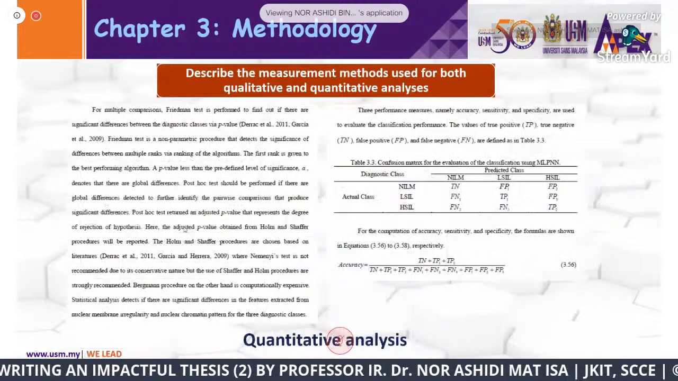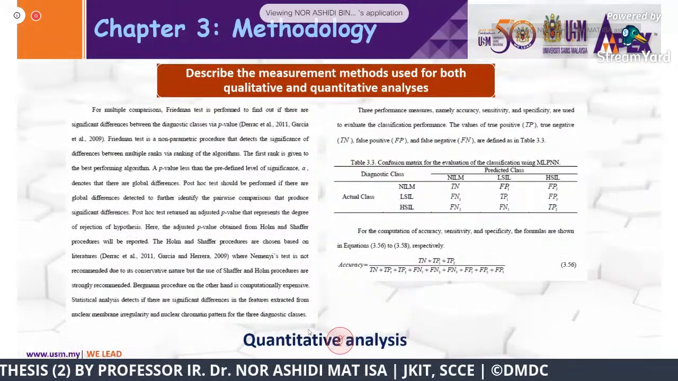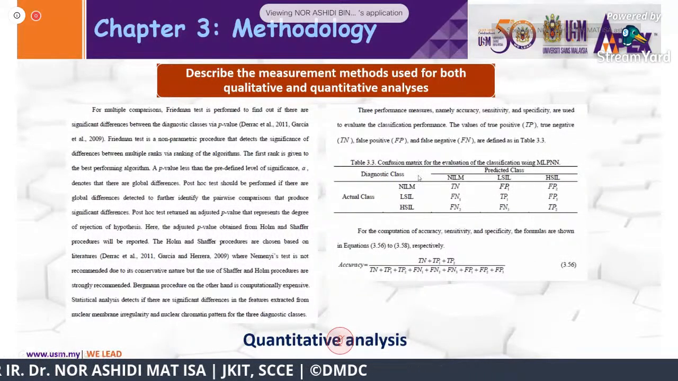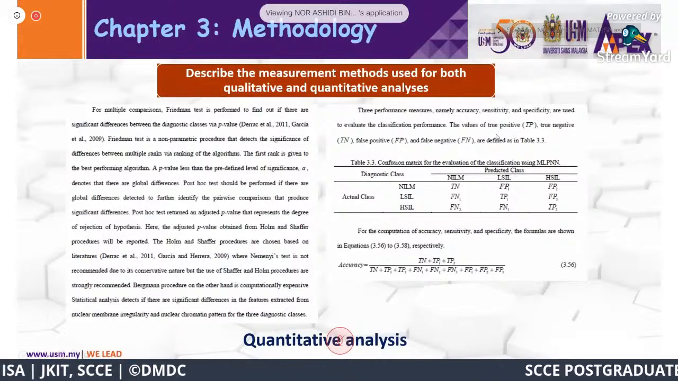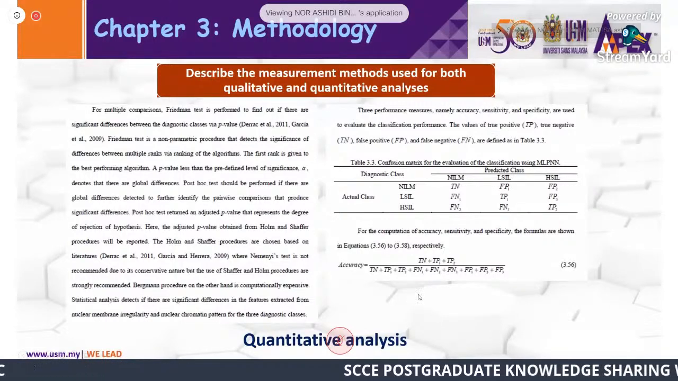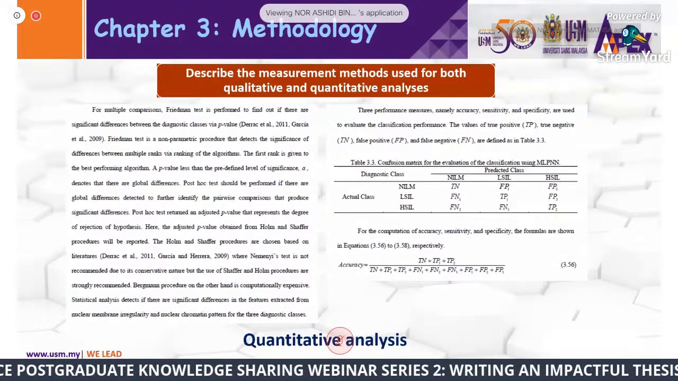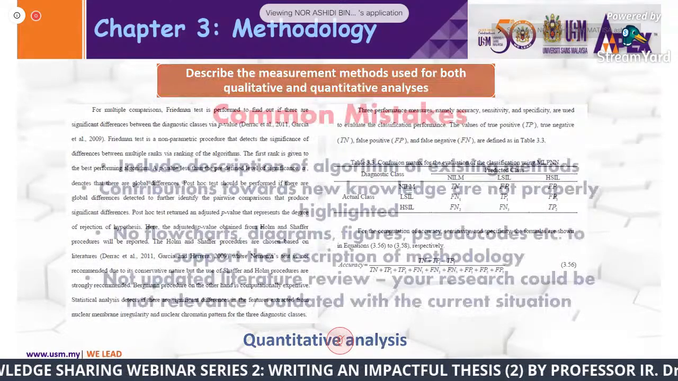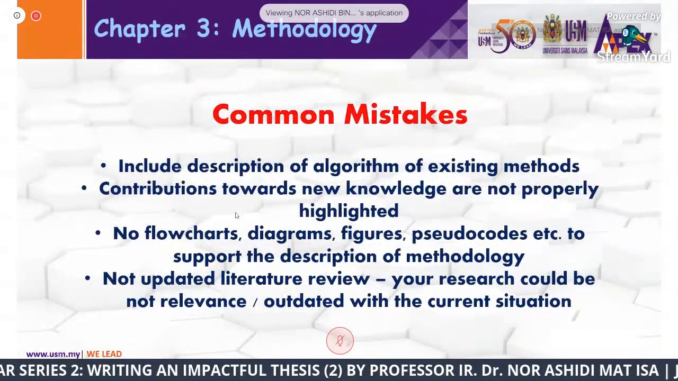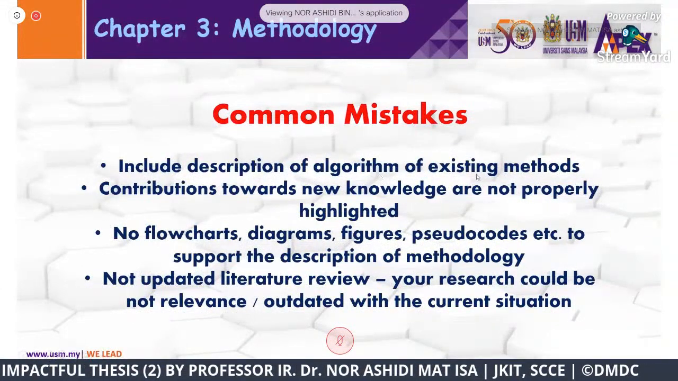And then move to the quantitative. Quantitative is, for example, you have the accuracy, you have PSNR and so on. So this is more on the statistical analysis. Okay. Then common mistake: including a description of the algorithms of existing methods.